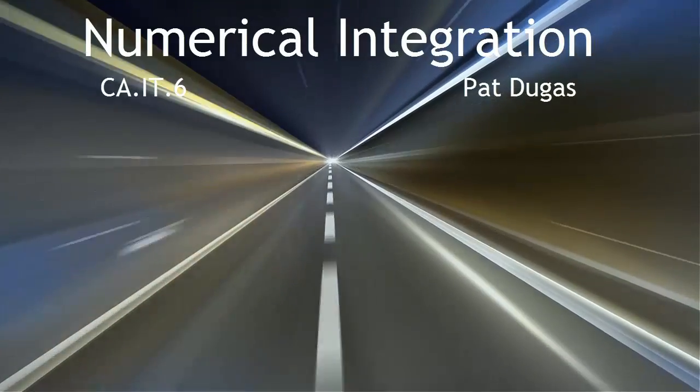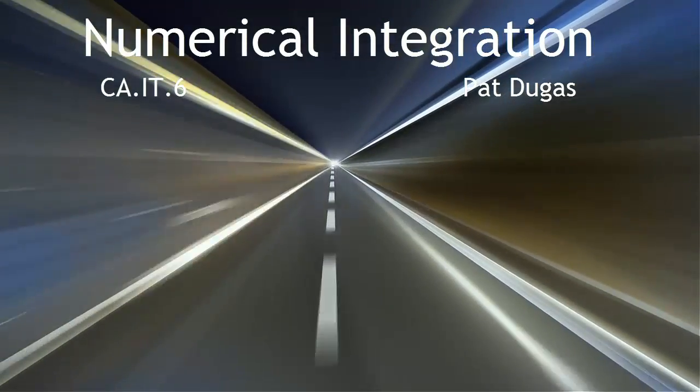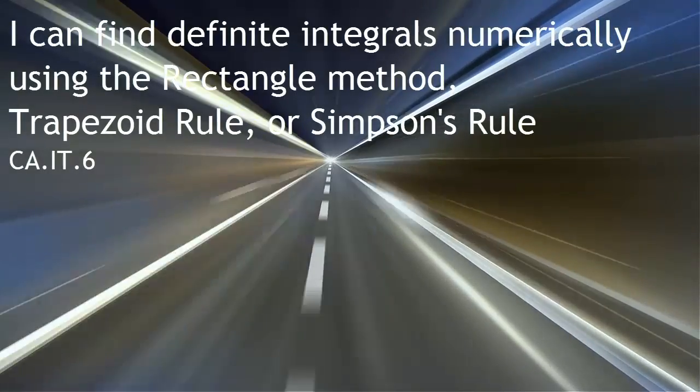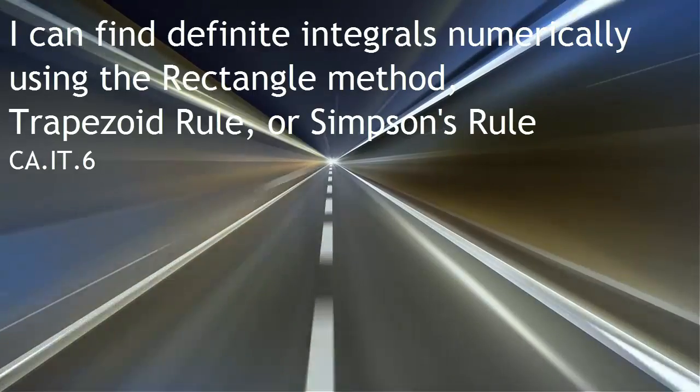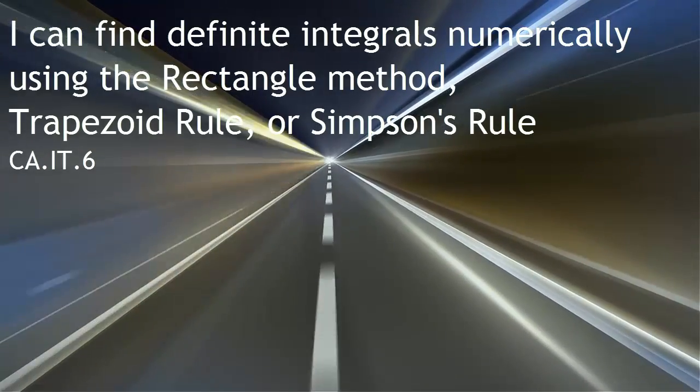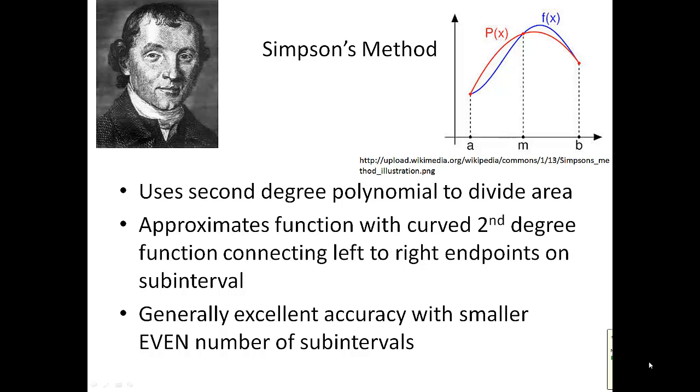Now that we've taken a look at what numerical integration is and looked at one of the methods called the trapezoid rule, we're going to look at a more sophisticated method called Simpson's Rule, which is going to use polynomials as the top of the shape that's the subinterval to numerically integrate.